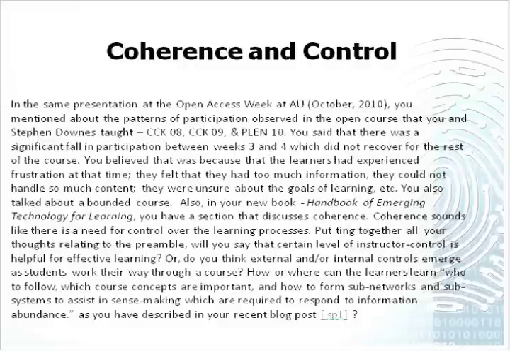You believe that this was because the learners had experienced frustration at that time. They felt that there was too much information, they could not handle so much content, they were unsure about the goals of learning, etc., which you talked about in your answer to the last question. You also talked about a bounded course. Also in your new book, Handbook of Emerging Technology for Learning, you have a section that discusses coherence. Coherence sounds like there is a need for control over the learning processes.